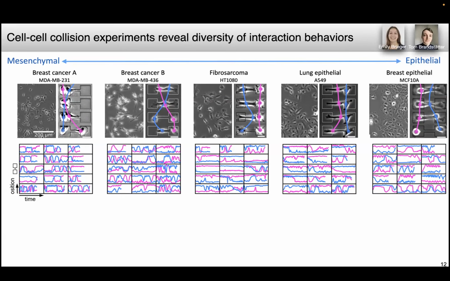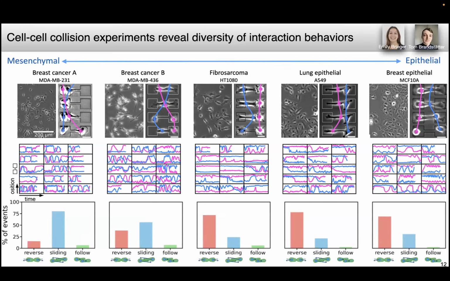And already just looking at these trajectory data, you might see that there are some very interesting differences between the distinct cell types. One difference that I want to highlight is in the type of collision behavior that dominates. So if we look at the human breast cancer cell, the mesenchymal cell, this one predominantly slides past the other cell when they collide. If we move towards the other end, the epithelial cell type, these are cells that when they run into each other, they predominantly tend to reverse. Okay? So there's just one clear distinction between these different cell types.